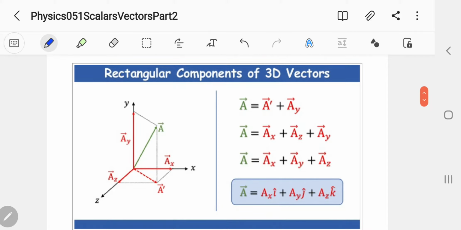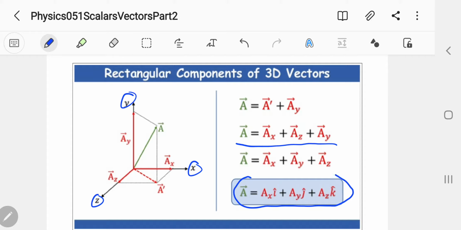So if you have a three-dimensional vector, then it has a component on the x, a component on the y, and on the z. So that vector is located not in a plane, but in a three-dimensional space. So it has ax, ay, and az. So you can sum ax, ay, and az, and then you can also write in terms of the unit vectors this way: axi plus ayj plus azk.